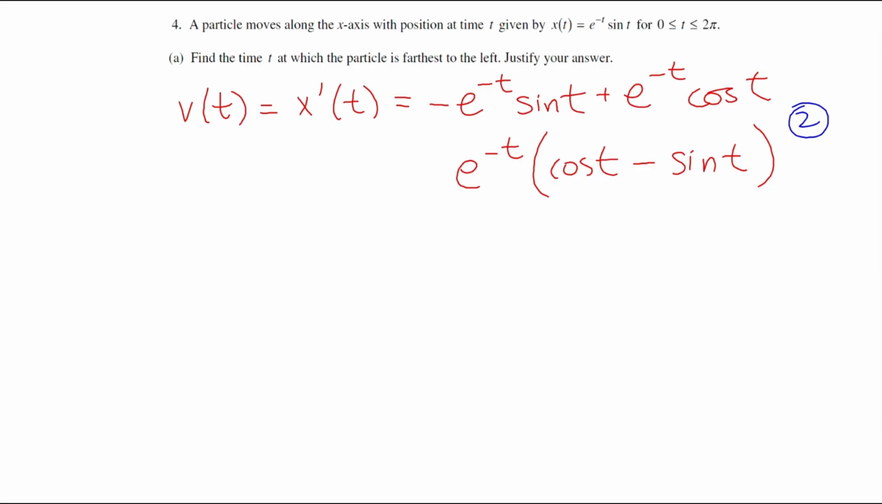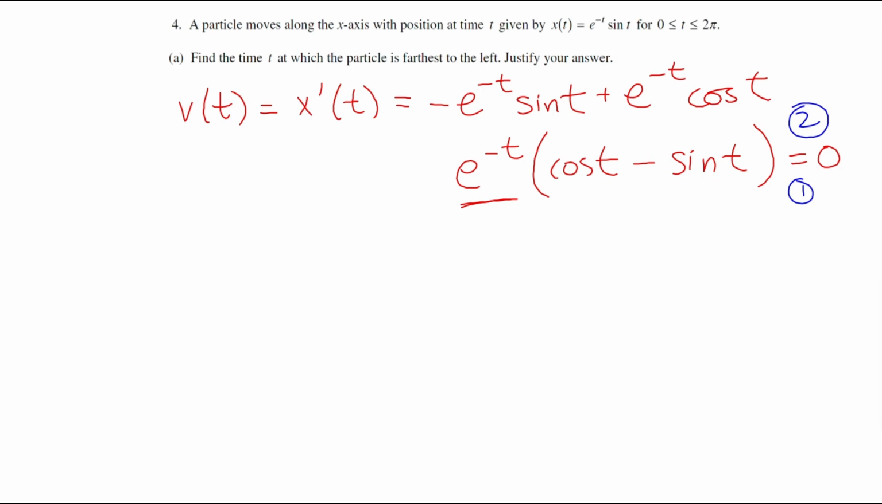Because that'll allow us to figure out when the particle is moving left and when the particle is moving right. And we can't know when it's furthest to the left without knowing when it's moving left and moving right. So we'll set this equal to 0. And just setting it equal to 0 actually gets you a third point. And of course, e to the negative t is never equal to 0.